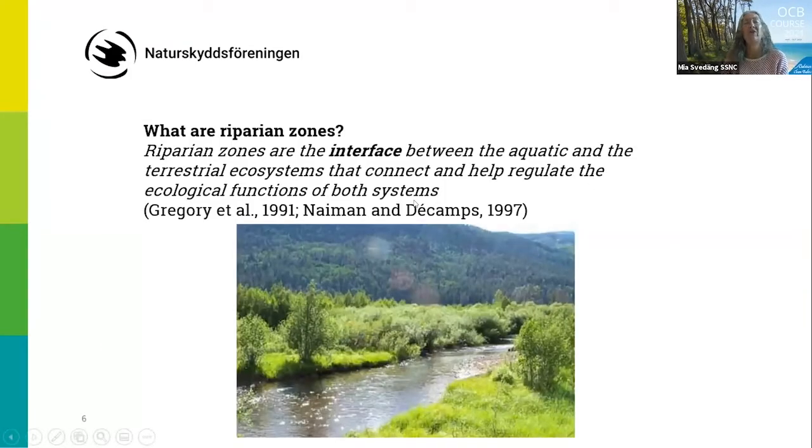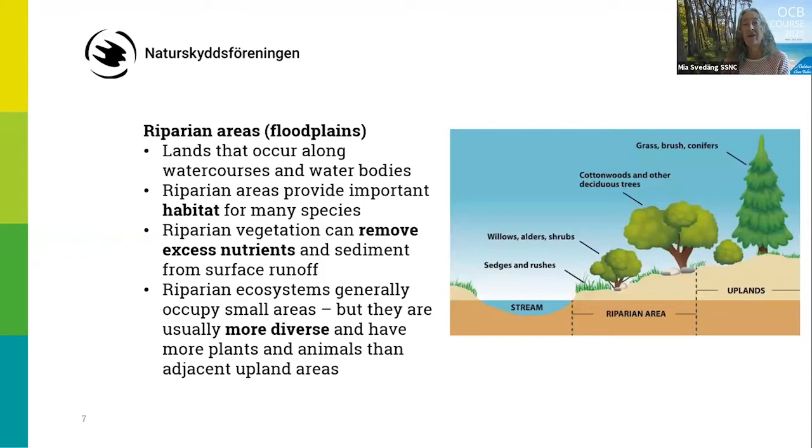And now I will say a few words about the riparian area. What are riparian zones actually? Well, riparian zones are the interface between the aquatic and the terrestrial ecosystems that connect and help regulate the ecological functions of both systems. And the riparian areas, or the floodplains, are lands that occur along watercourses and water bodies, so along all different kinds of brooks and streams and so on, and also along lakes, of course.